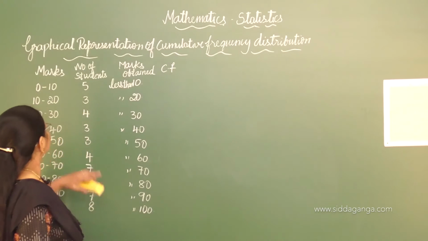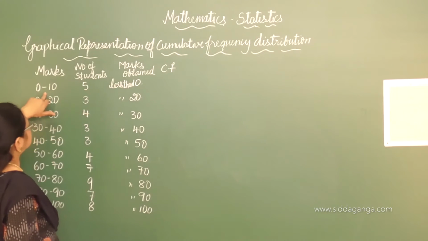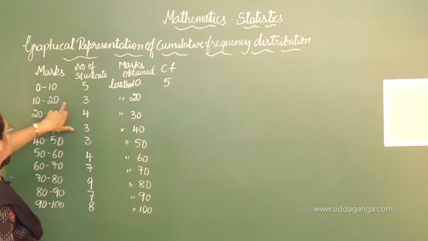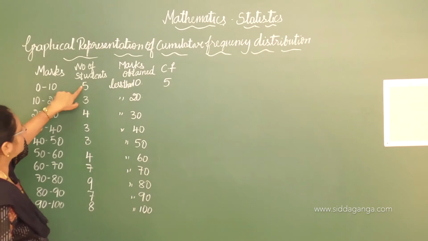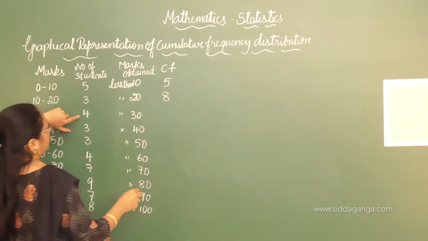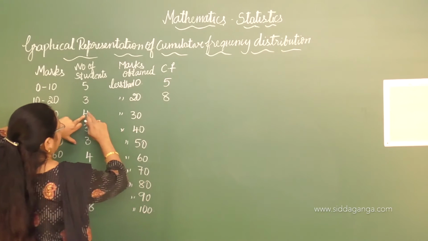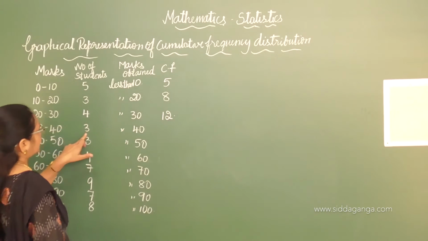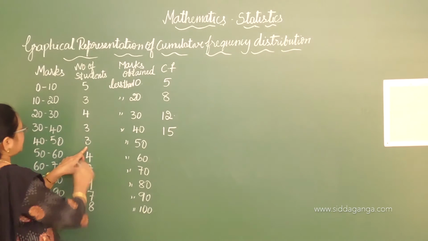In the previous class I have taught, so try to recall it. So here, less than 10: how many students have got less than 10? 5 students have got less than 10. How many students have got less than 20? You have to add 5 plus 3, 8. Then less than 30 means 8 plus 4, 12. Then less than 40: for 12 you have to add 3, so 15.